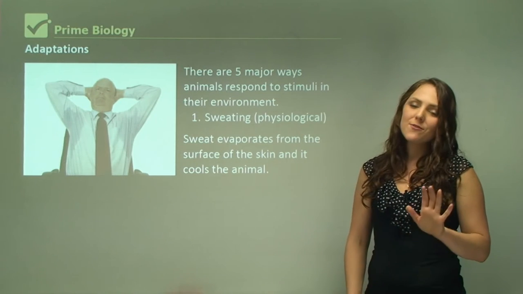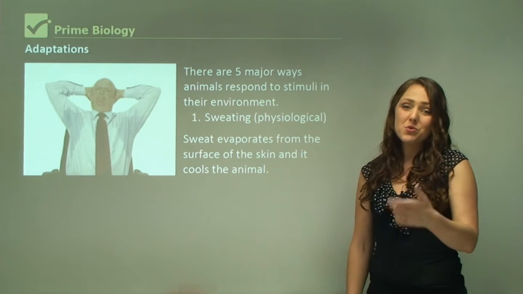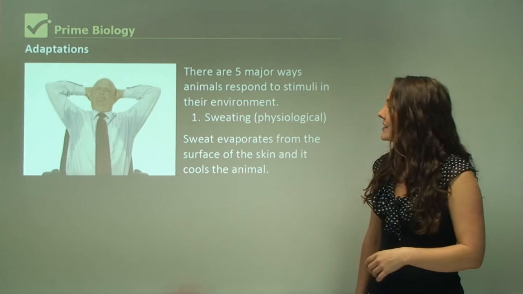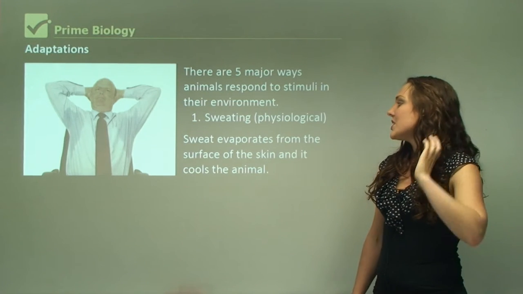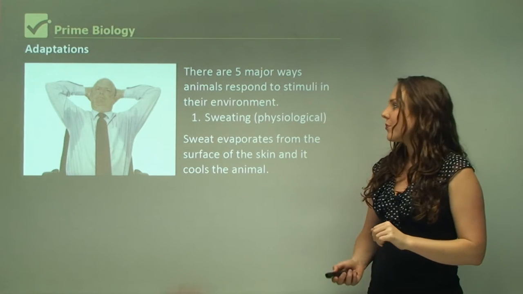So adaptations, there are 5 major adaptations, how animals respond to stimuli in their environment. Number 1, and this man here has it, he's sweating. So it's a physiological adaptation. Sweat evaporates from the surface of the skin and it can cool the animal.